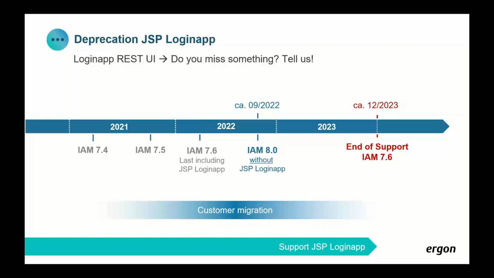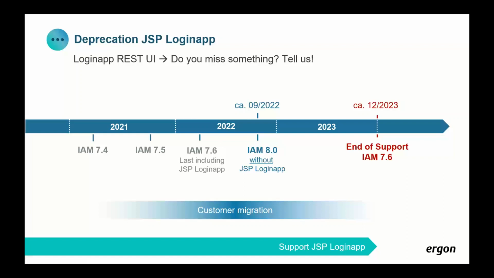And this is why we set up a time plan already, and we know which release will be when, and when will be the end of support of the according releases. So where we are now is in the beginning of 2021, or spring of 2021, where we released IAM 7.4. We will have two more versions, so one in half a year and another one in about 1 year. And this 7.6 will be the last one, including the JSP login app.